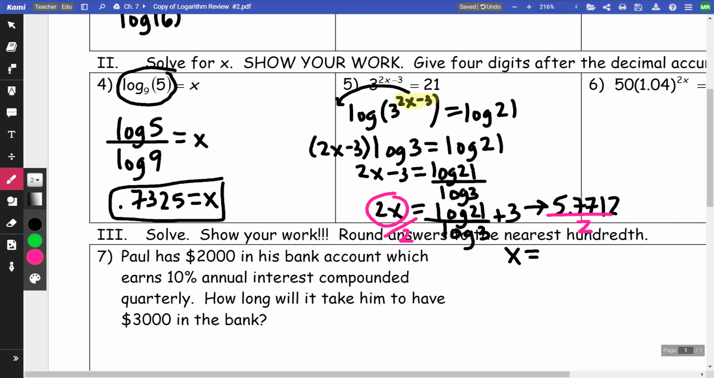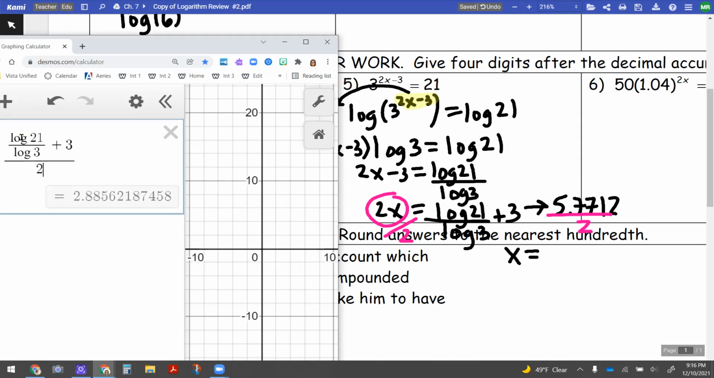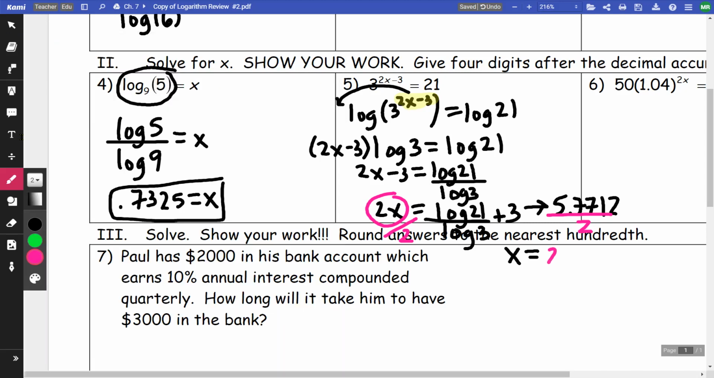So let me get that back up. I'm going to take this whole thing and divide that by 2, and I get 2.8856. Now that's one way to have done this.